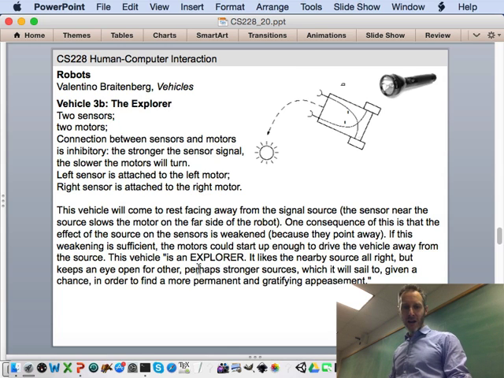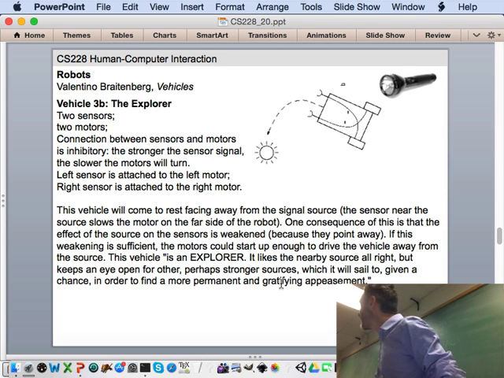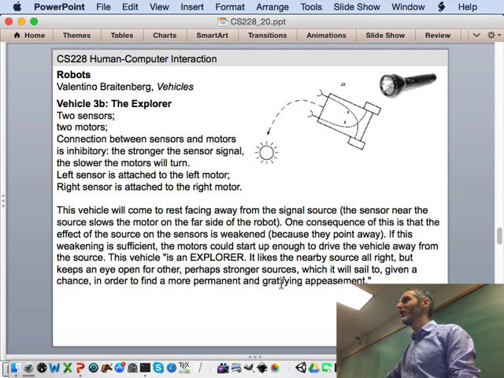So here the vehicle is an explorer. It likes the nearby source all right, but keeps an eye open for other, perhaps stronger sources, which it will sail to, given a chance, in order to find a more permanent and gratifying appeasement. Is the explorer curious? Does it have curiosity? Of course not, right? Only humans have curiosity, and maybe some animals, but clearly not these things.